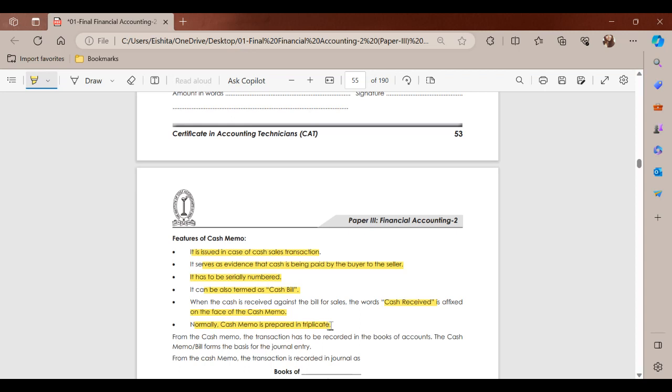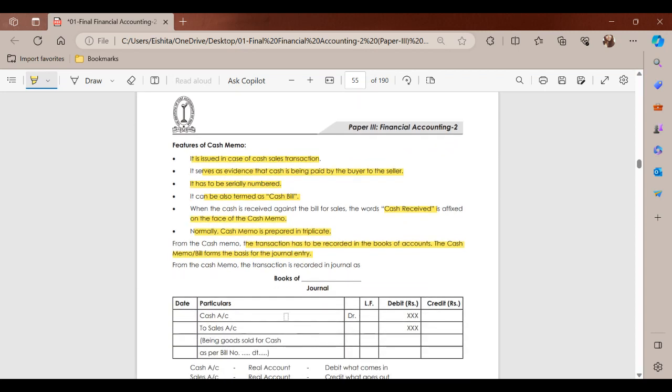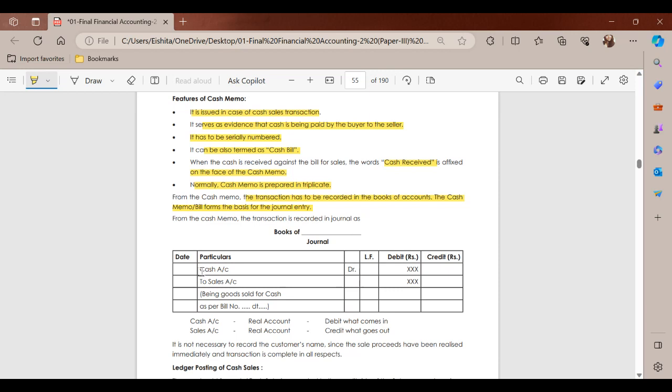From the cash memo, the transaction has to be recorded in the books of accounts. The cash memo forms the basis of the journal entry. What is the journal entry being passed? That cash is received. From the rule, debit what comes in and credit the revenue. From the rule, credit all revenues and gains. From the cash memo, the transaction is recorded in the journal as cash debit, sales credit.